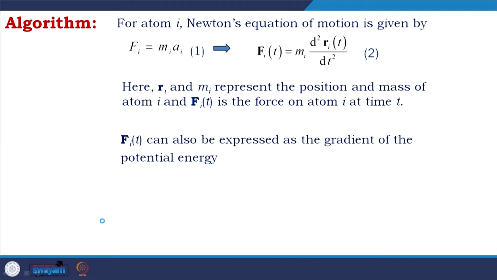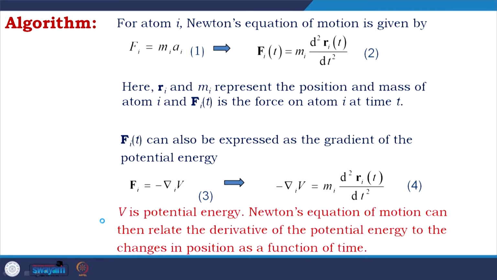Now, this force could also be expressed as the gradient of the potential energy, which is F_i = -∇_i V. So, ∇_i V = m d²r_i(t)/dt². That means the potential energy V, with the help of Newton's equation of motion, can relate the derivative of the potential energy to the changes in position as a function of time.